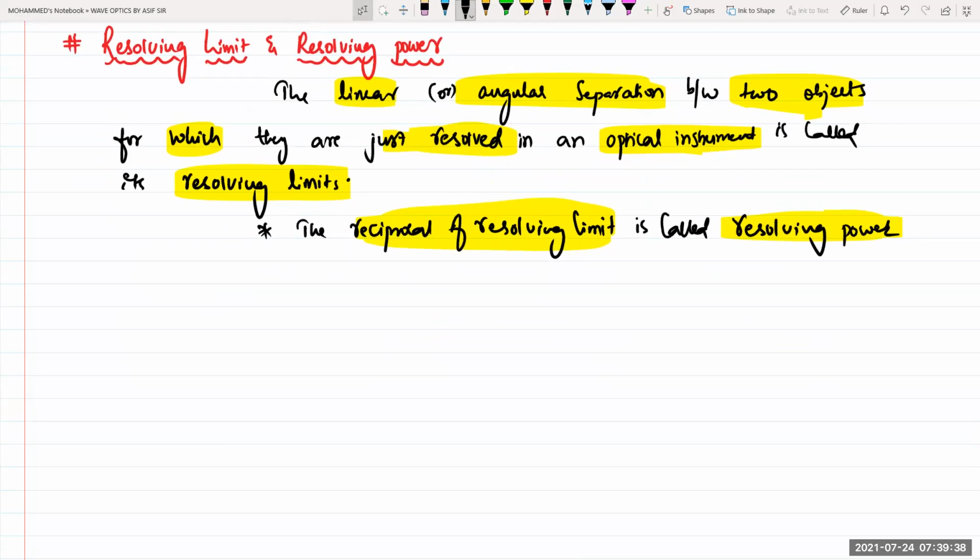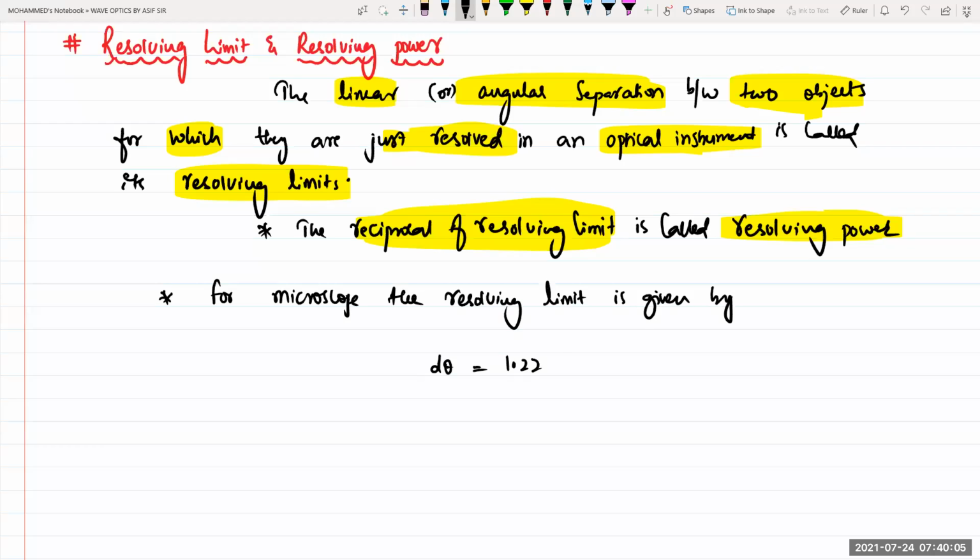We have some standard formulas, but the derivations of this are not included in the syllabus, so don't bother about the derivations. For microscope, the resolving limit is given by, writing the formula here: d theta is equal to 1.22 lambda divided by 2 mu sine theta. So this is the resolving limit for the microscope. The formula is a must-remember, there is no other alternative.